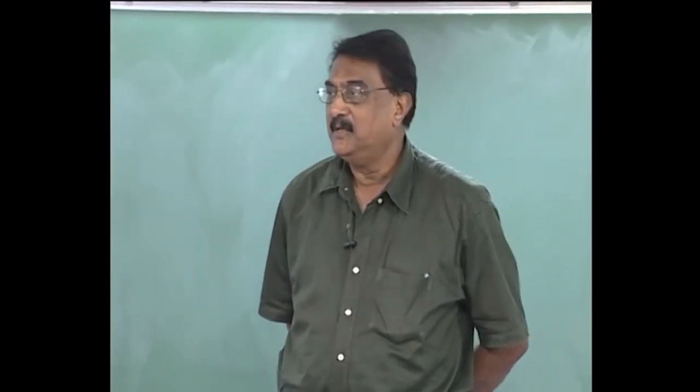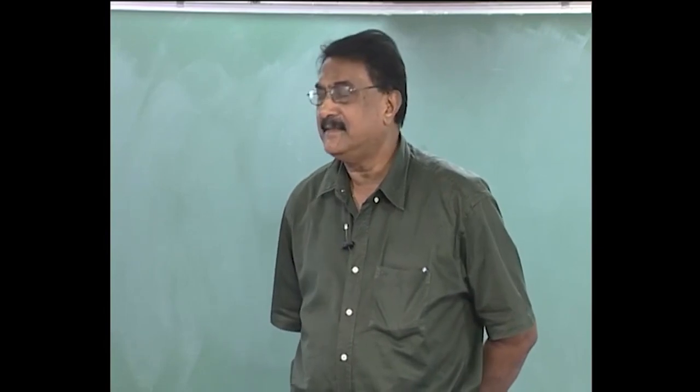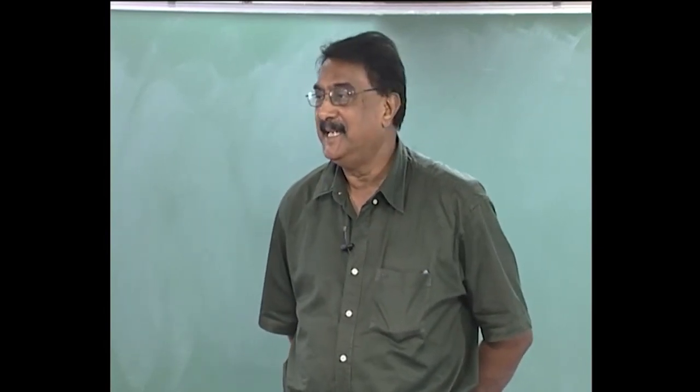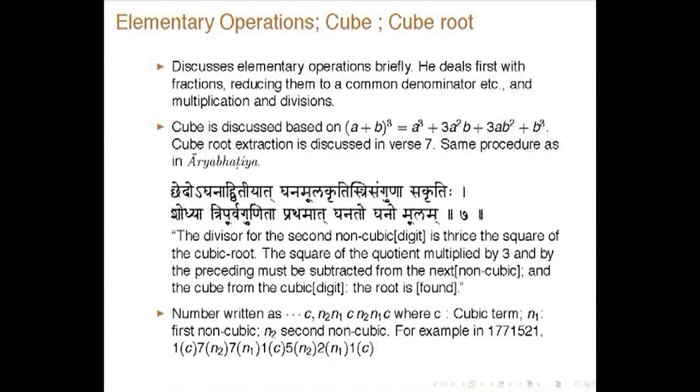Just like for square root, where you divide into varga and avarga, here you are dividing into groups of three. My notation is slightly different from Ramasubramanian's, but it is the same thing. In fact, the example is essentially the same. So the number is written as C, N2, N1, C, N2, N1, like that. So groups of three, and C is the cubic term, N1 is the first non-cubic term, and N2 is the second non-cubic. For example, in 1771521, you start from the right actually: 1 is C, 2 is N1, 5 is N2, and so on.